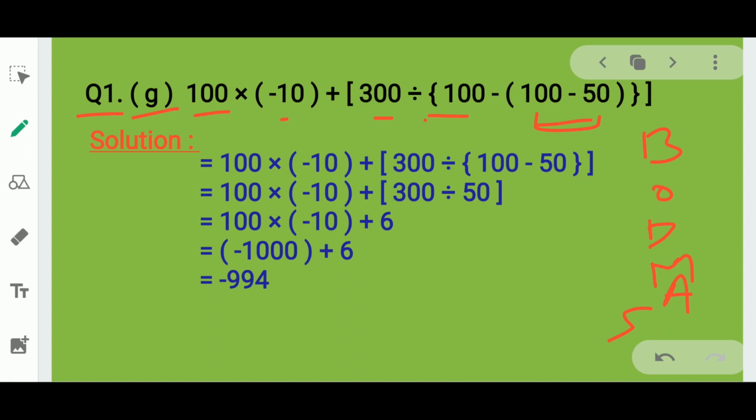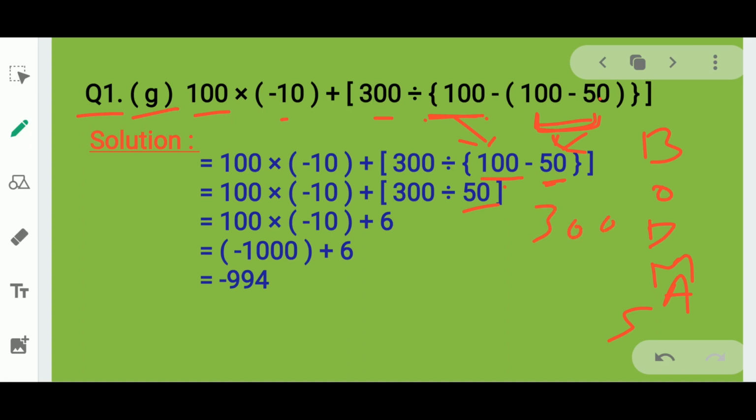We have the curly bracket in which 100 is written minus, and the result of 100 minus 50 is 50. So it becomes again 100 minus 50. Don't be confused, students. In the small bracket 100 minus 50 was written, and in the curly bracket we write 100, then the subtraction sign, and the result of 100 minus 50, which is 50. So now again we have 100 minus 50 in the curly bracket, and when we solve it we again get 50. Now the curly bracket is solved, so we remove it. Now we have 100 multiplied by minus 10 plus, in the big bracket, 300 divided by 50.